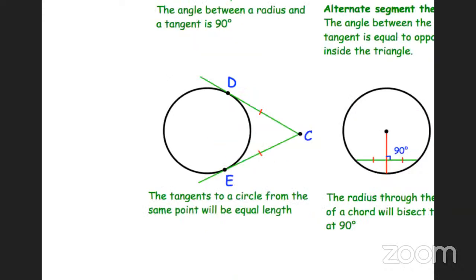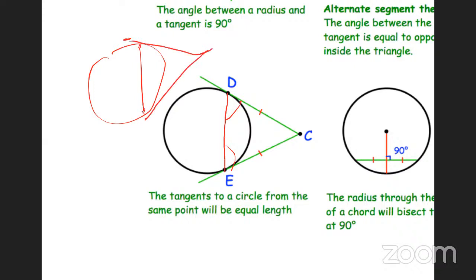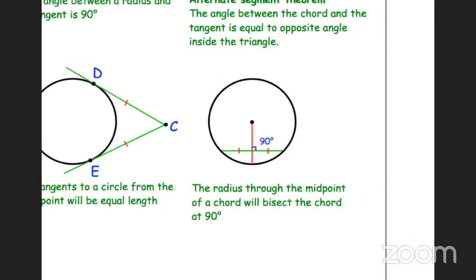Next one, right? Whenever you have one chord with two tangents, it forms an isosceles triangle. So the angle here and here are equal. Okay? So you have one chord and at each point it has a tangent. That triangle forms isosceles. And then, if you have a radius passing through the midpoint of a chord, the angle is 90. I just hardly ever see that.